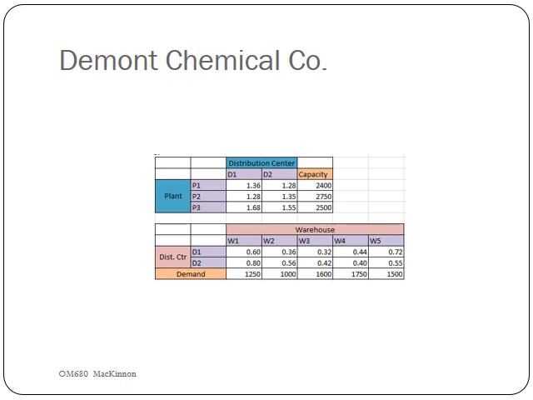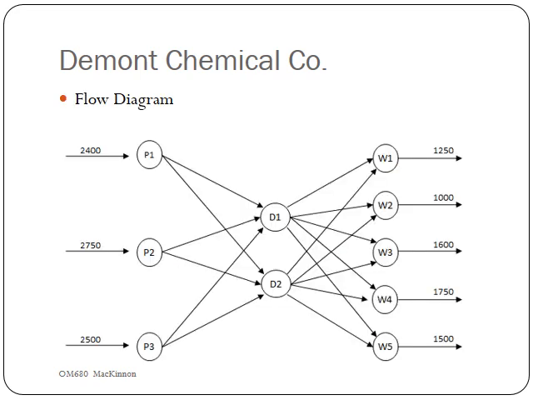Okay, so let's take a look at the DeMont Chemical Company. We have a plant shipping to distribution centers. We have distribution centers then shipping to warehouses. And this is our flow diagram. Our plants are on the left, each with their own capacity. Plant 1 has a capacity of 2,400, Plant 2, 2,750, Plant 3, 2,500.